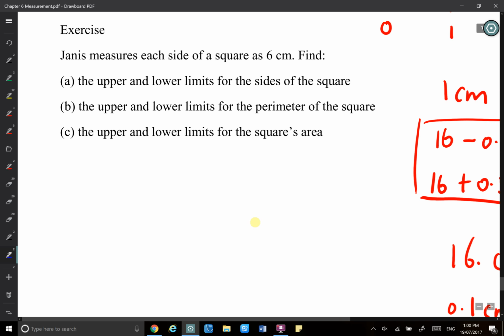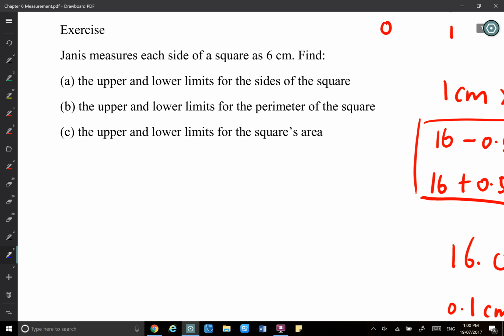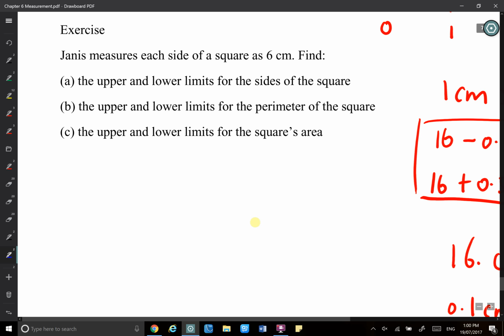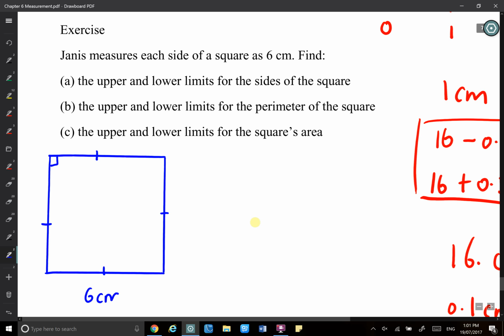Okay, so I have a square here. I will just sketch a square, a 6 centimeter square here. They are equivalent, and that's 6 centimeters here.